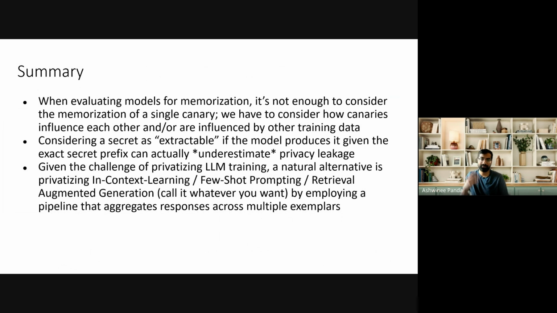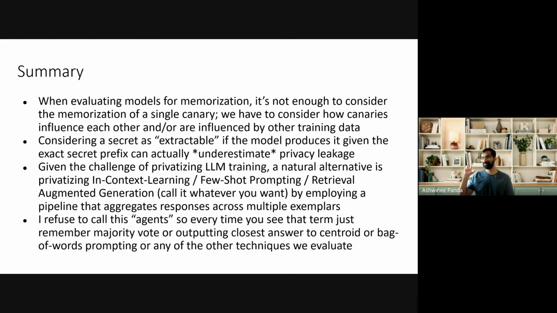Now this may make you want to privatize LLM training, but then again, you might not want to. So a natural alternative is in-context learning, RAG, few-shot prompting, call it whatever you want, where you aggregate responses across multiple exemplars, and you're able to deliver a response that's differentially private. And again, this could be majority vote. It could be outputting the closest answer to the centroid. It could be backwards prompting. Hopefully, anytime you see agents in any of these papers, you can think about the way that we talked about the design challenges of aggregating responses across multiple LLM outputs. And that is really the core technical challenge here.